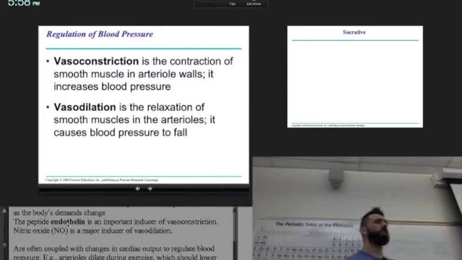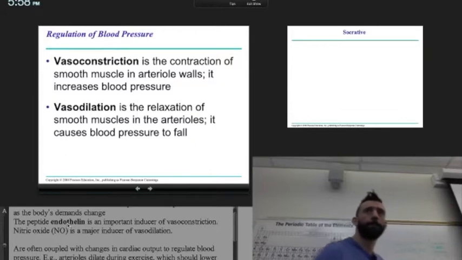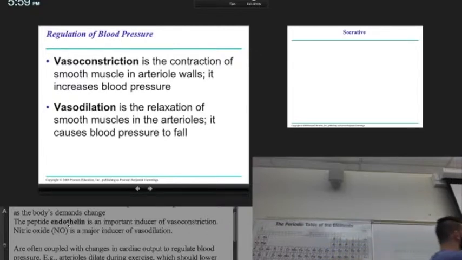So think about this for a second. When might you want to have vasodilation? What do you think that does to your capillary beds? Okay, that's a good one. So vasodilation is relaxing those muscles, bringing more blood in, which by definition is decreasing blood pressure.